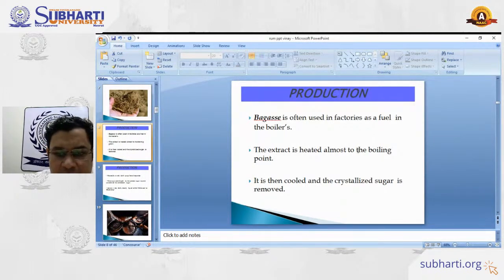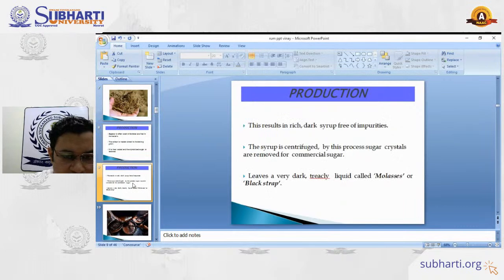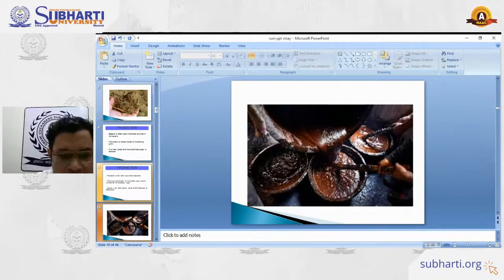The extract is heated to boiling point. It is then cooled and the crystallized sugar is removed. The result is dark, as by this process sugar crystals are removed for commercial sugar. Whatever is left is a very dark, syrupy liquid called molasses. This is how molasses looks.